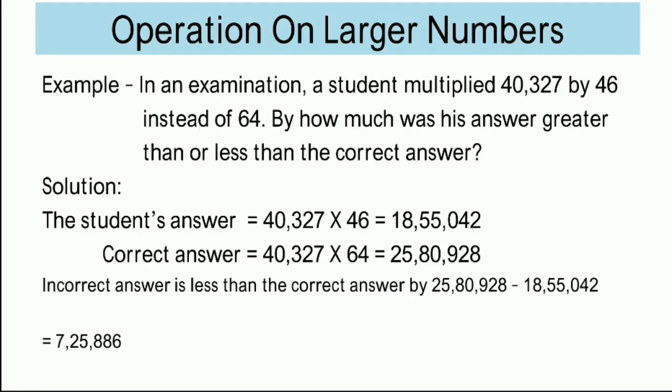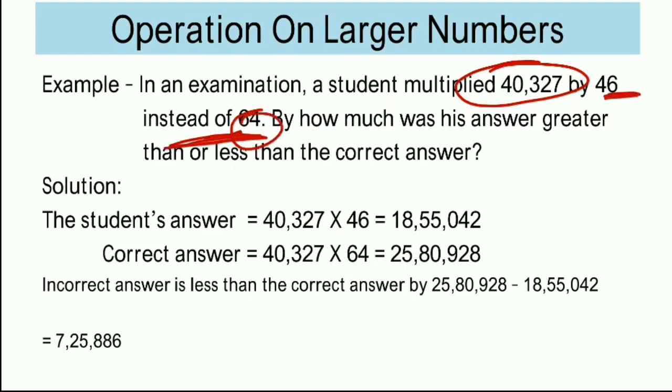Now the next example says that in an examination a student multiplied this number, 40,327, by 46 instead of 64. What is the meaning of this sentence? It means that the question was to multiply this number by 64, but instead the student multiplied by 46. So, obviously, he must have got the wrong answer, because he had to multiply the number by 64 and he multiplied by 46.